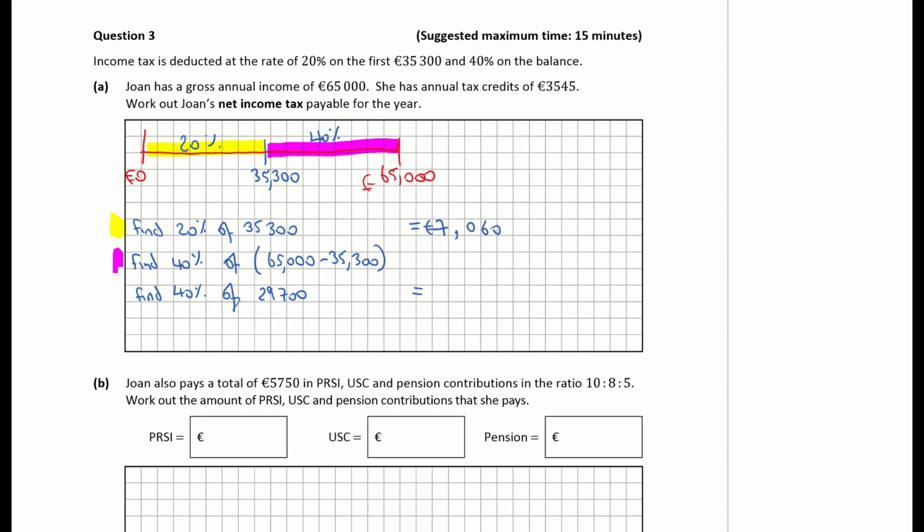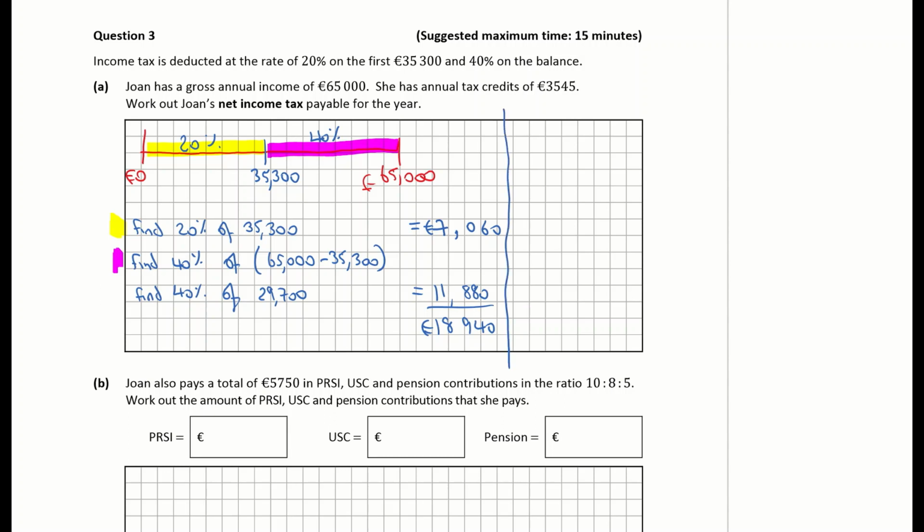I could also just multiply it by 0.2, so that's what I'm going to do for the next one. So my next one is 29,700 multiplied by 0.4, which is 11,880 euro. I'm going to add those two figures together. So 11,880 plus 7,060 is getting me 18,940 euro. That's Joanne's gross tax.